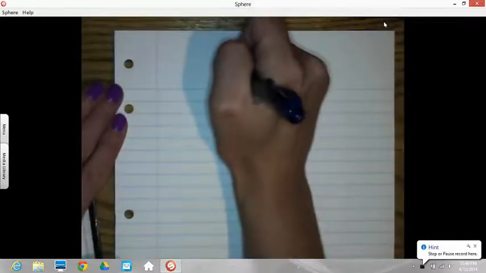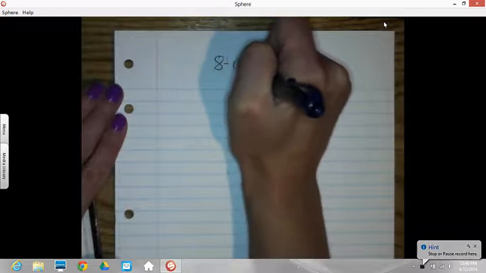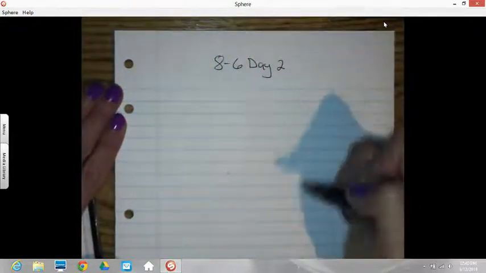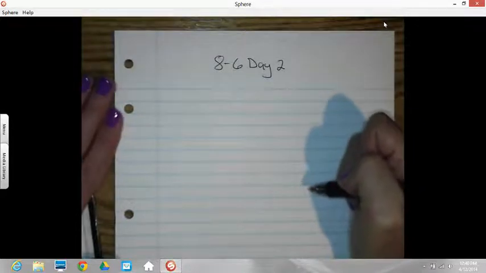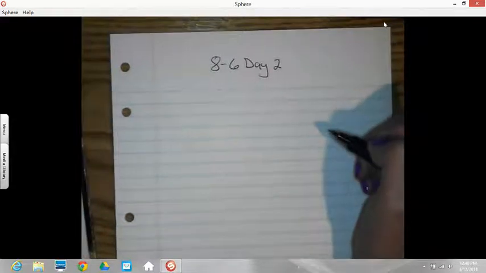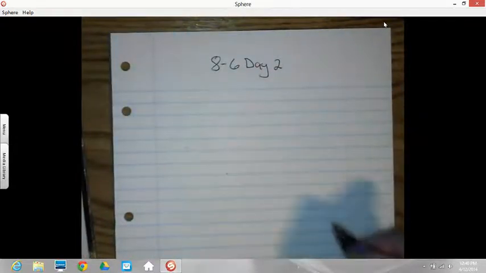Okay, still staying in 8-6. Day 2, practicing shells, and we're going to throw back in the washer formula, so you can keep them both going so you don't forget about it. So just one example today done both ways.